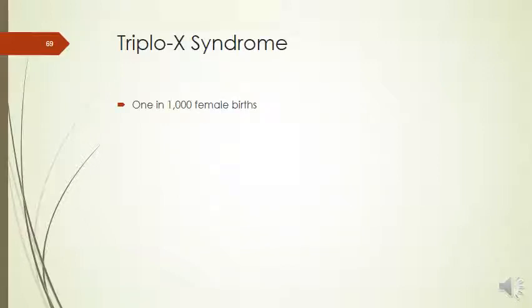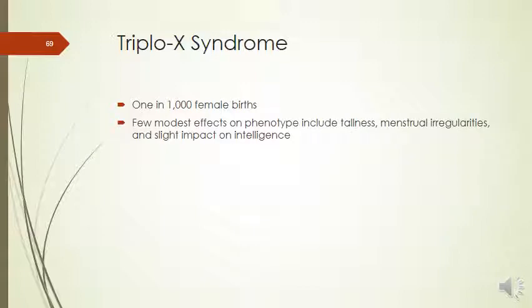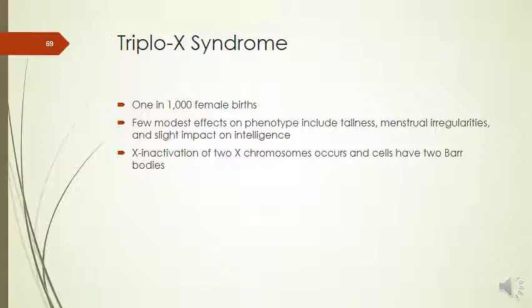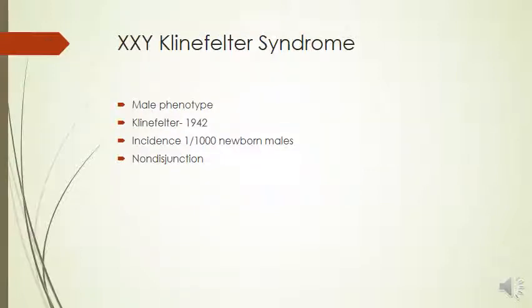Triple X syndrome occurs in 1 in 1,000 female births. There are a few effects on the phenotype, and these include tallness, menstrual irregularities, and a slight impact on intelligence. X inactivation of two X chromosomes occurs, and the cells have two Barr bodies. It may compensate for the presence of an extra X.